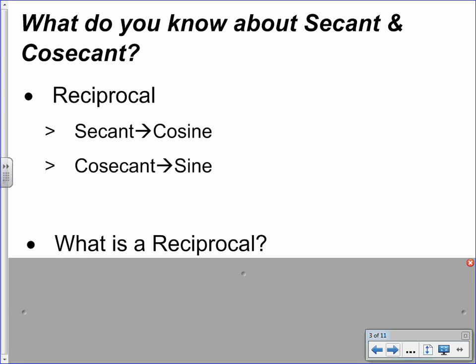Now, turn to your other neighbor. What does it mean? Yeah, your other neighbor. Okay. What is a reciprocal? What does it mean to be a reciprocal? Turn to your other neighbor and talk about it. Okay. Let's see. Pod 3. You guys are all one group, pretty much. What does it mean?